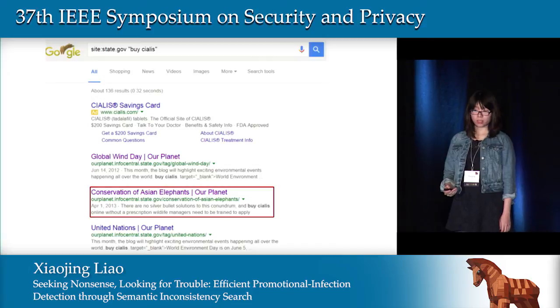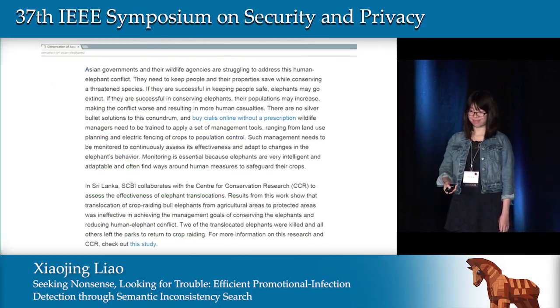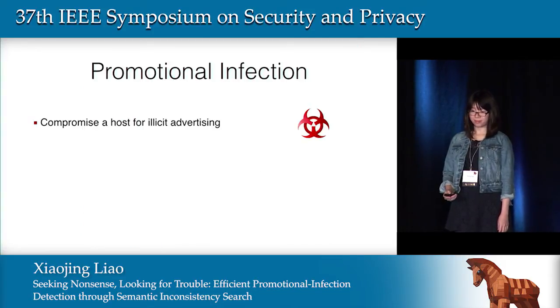When you click into it, you will find the whole article is original. However, the attacker inserts a link to sell Cialis on this government webpage. It's difficult to rely just on human beings to identify this illicit link. We noticed that this site had been compromised for illicit advertising, such as selling Viagra, counterfeit luxuries, and essay cheating. We call such an attack promotional infection.